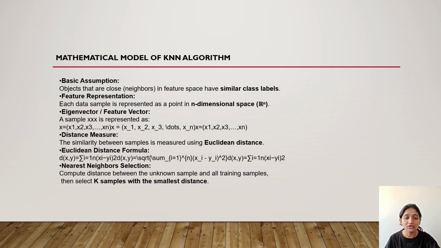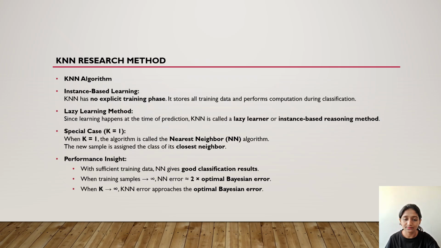Next, distance calculation. To find the nearest neighbors, KNN uses distance calculation. The most commonly used method is Euclidean distance. This helps in measuring how close or far two data points are from each other. The smaller the distance, the more similar the data points are.